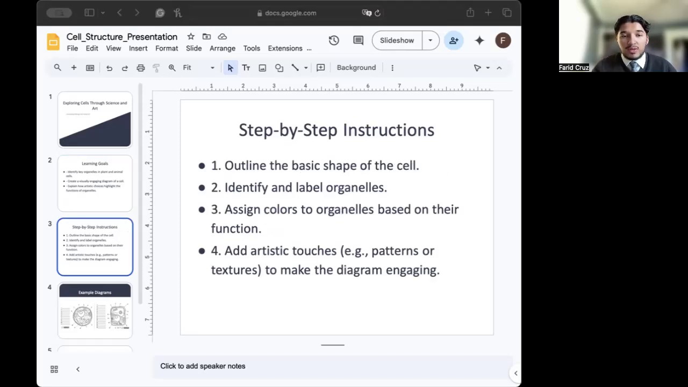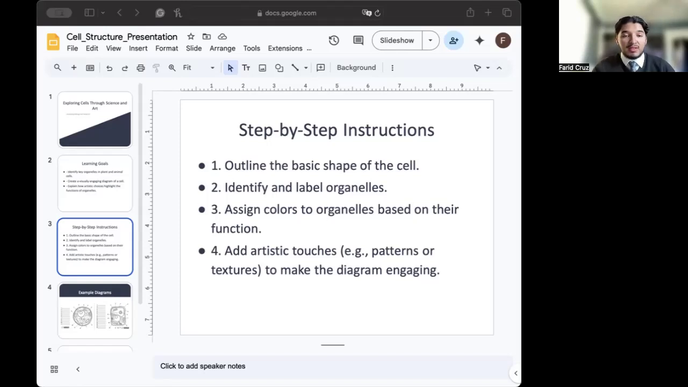So, our instructions on how to proceed. First, we'll outline the basic shape of the cell. Remember that plant cells are rectangular, while animal cells are a bit more rounded. Secondly, we'll identify and label key organelles like the nucleus, mitochondria, and others. I will help you with this part.